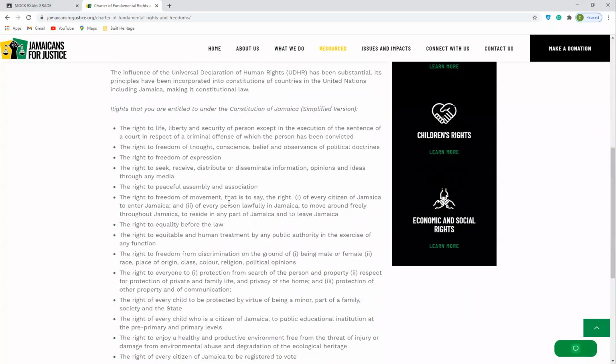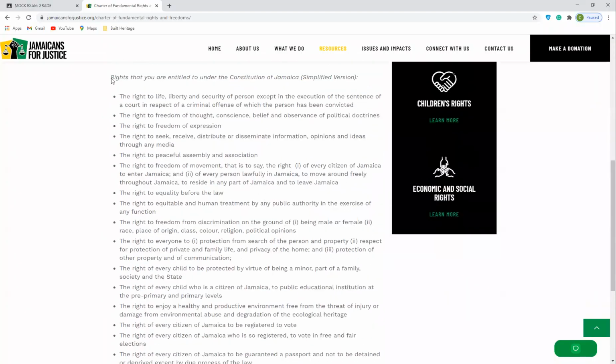Now I'm going to ask someone to read the rights for us from here. See if you can let us go through some of the rights that we have as citizens of Jamaica. Who wants to read? Go ahead for me, Elliot.